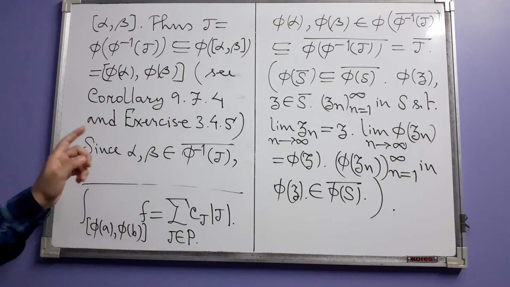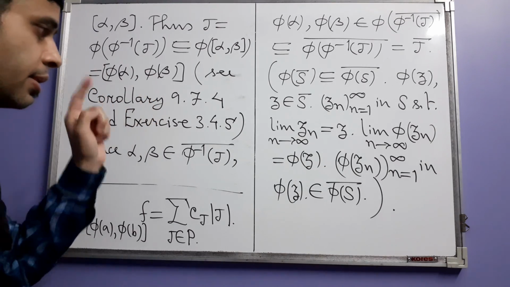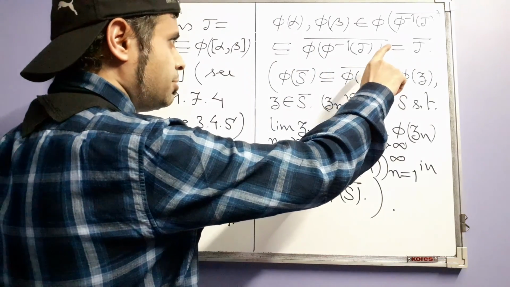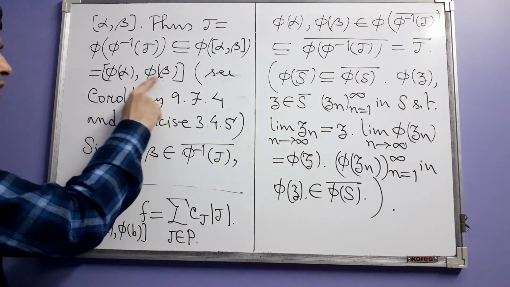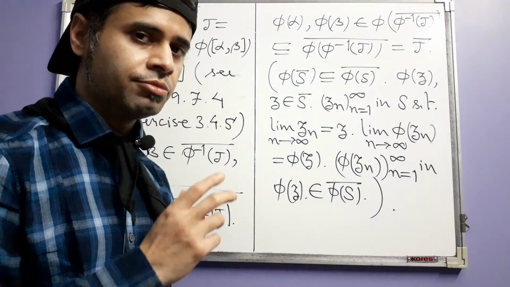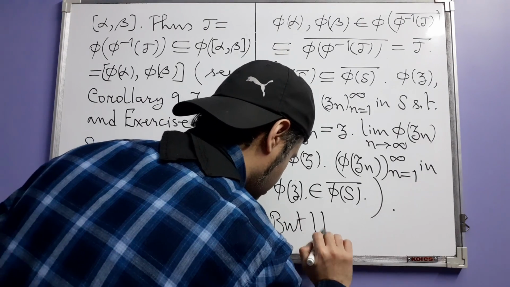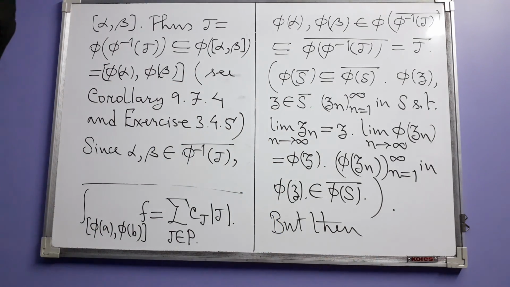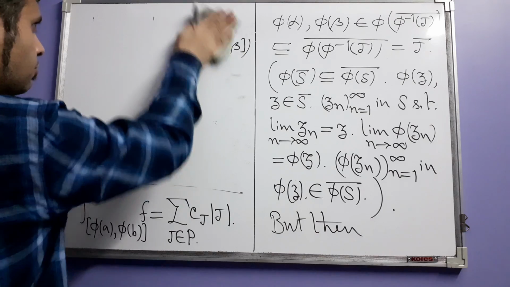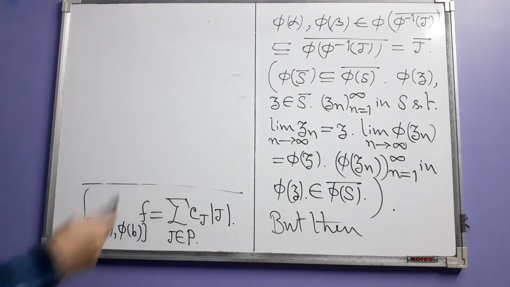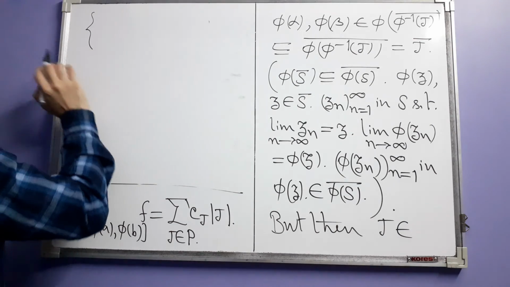So what do we see now? One thing that we see is that J is a subset of this, but at the same time J should be a subset such that its closure has to contain phi of alpha and phi of beta, which are the endpoints of this interval, and that leaves us only with some choices for J. But then J will belong to this set of possibilities.